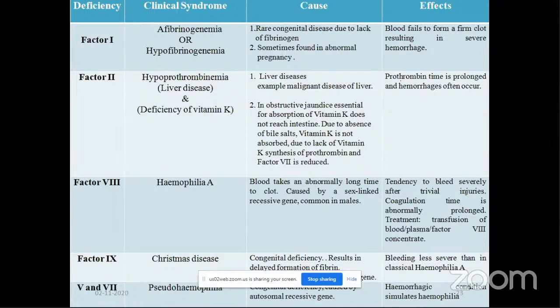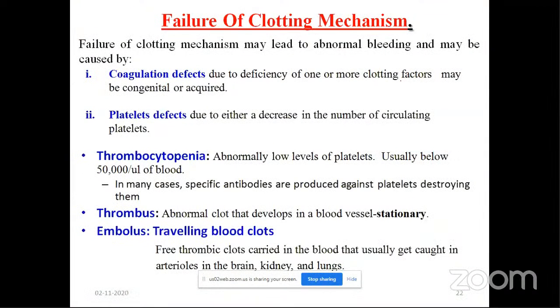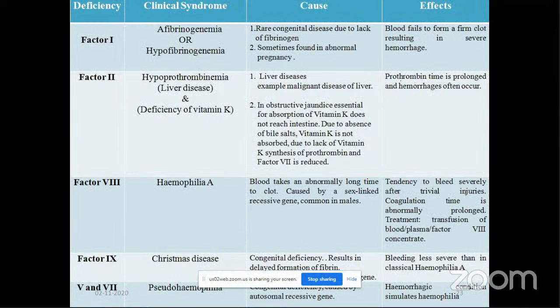Now, let us look at this table in which I have discussed different factors other than thrombocytopenia, that is, deficiency of platelets. Let us discuss various coagulation defects which are responsible for bleeding disorders or failure of the clotting mechanism to take place. Now, factor number 1 is a very vital factor, fibrinogen.